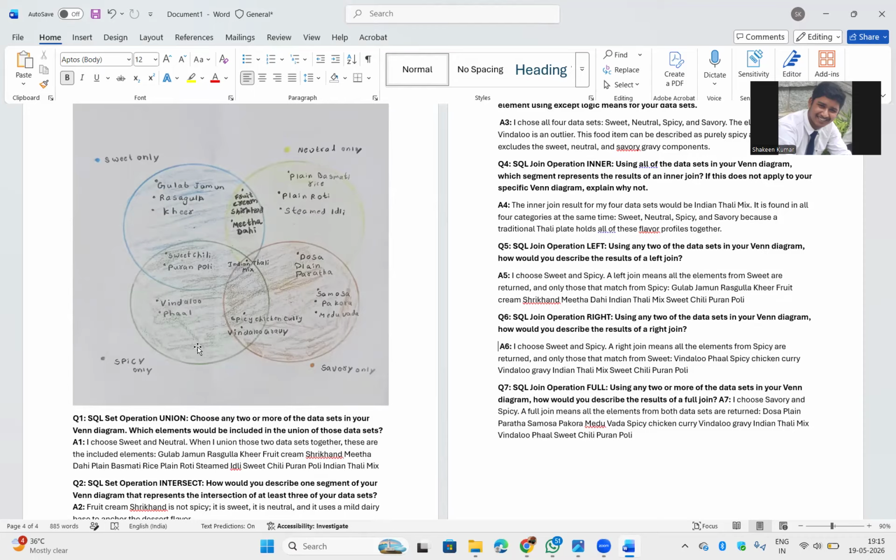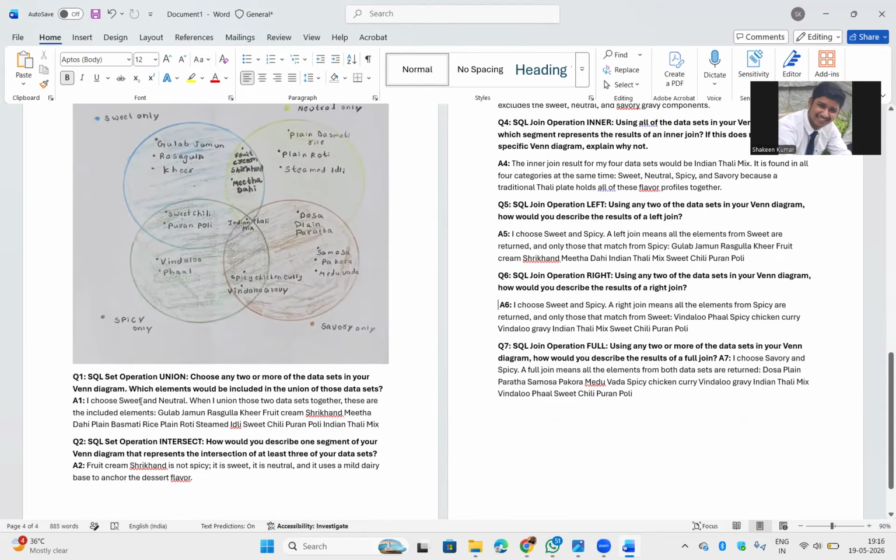I chose sweet and neutral because when I union those two sets together, they include elements like gulab jamun, rasgulla, kira fruit, kira fruit cream, and shalkan meeta, dal plain, basmati rice, plain roti, steam idli, etc. Everything. So that way I chose sweet and neutral.